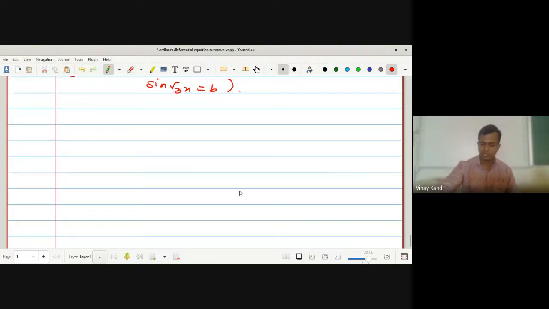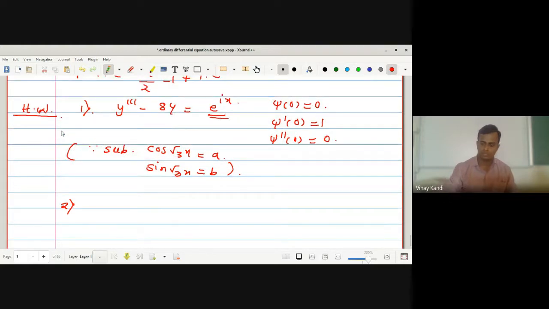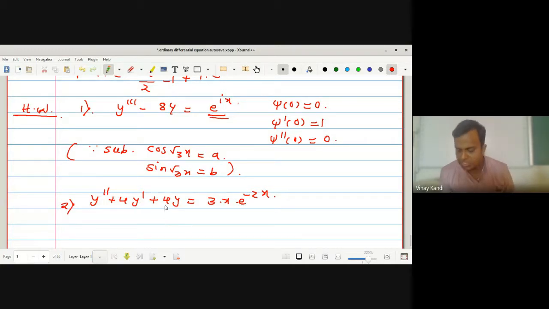Okay, now the next homework is second one. Y double dash plus 4y dash plus 4y is equal to 3 into x into e raised to minus 2x. Okay, the initial condition is not given to you, so you only have to find psi. Only you have to find psi. Okay, third one, y double dash plus y is equal to b of x.